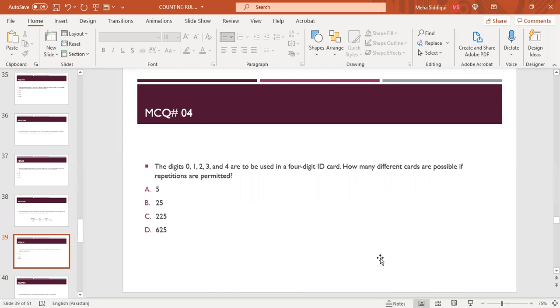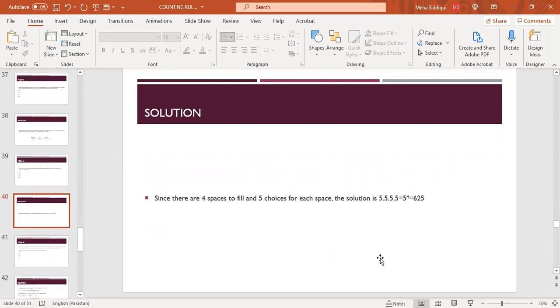Okay. Now let's see what will be the right answer. Since there are 4 spaces to fill and 5 choices for each space, so multiplying these like 5.5.5.5, that is 5 into 5, then into 5, that is 5 raised to power 4, we will get the value 625.